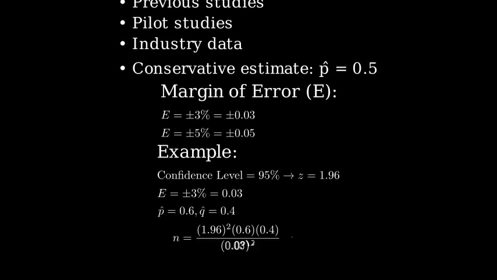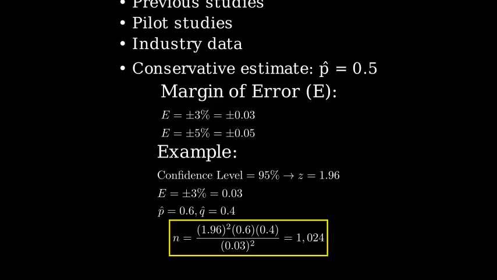Plugging these values into our formula, z equals 1.96, p hat equals 0.6, q hat equals 0.4, and e equals 0.03. This gives us a required sample size of 1,024 people.